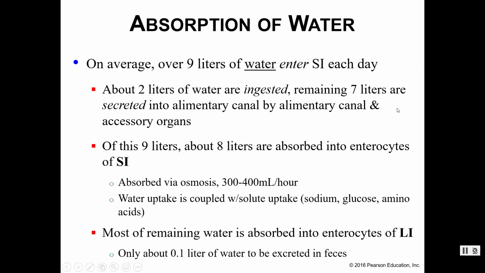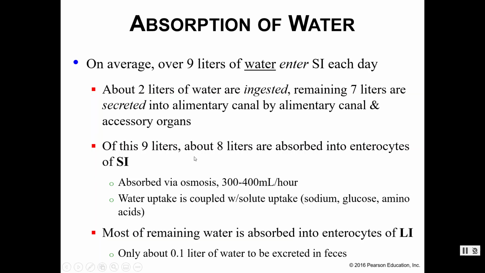And then we have water. On average, about 9 liters of water enter your small intestine every single day. Okay, and we get this water from a lot of different places. About 2 liters of water are just ingested. Okay, and that's not just necessarily you drinking like 2 liters of water a day. It comes from your food as well. The other 7 liters, however, are coming from the secretions of your alimentary canal and your accessory organs. So your body makes water, which is kind of cool.